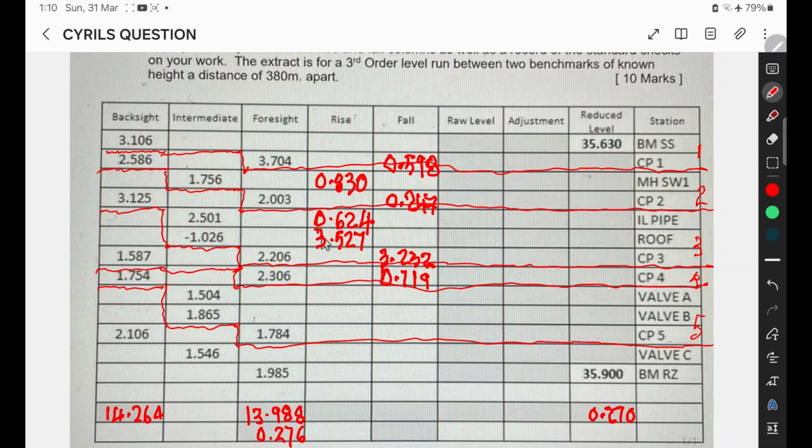Next one: 1.754 minus 1.504, so 0.250. And 1.504 minus 1.865, that's going to be 0.361.